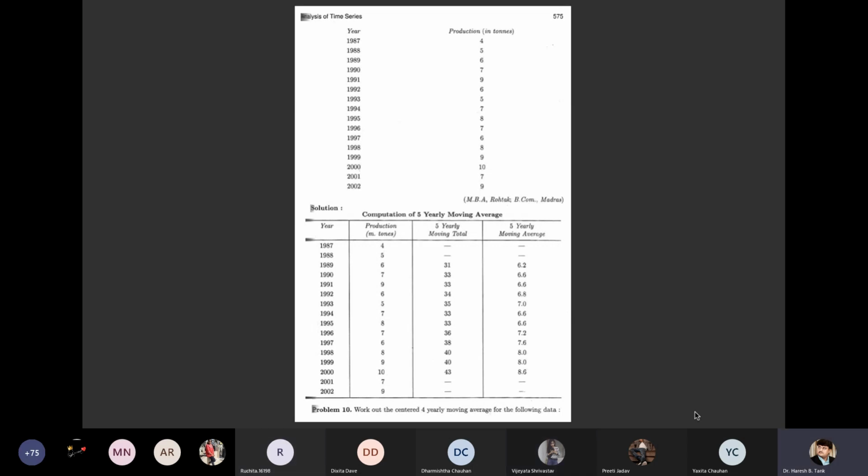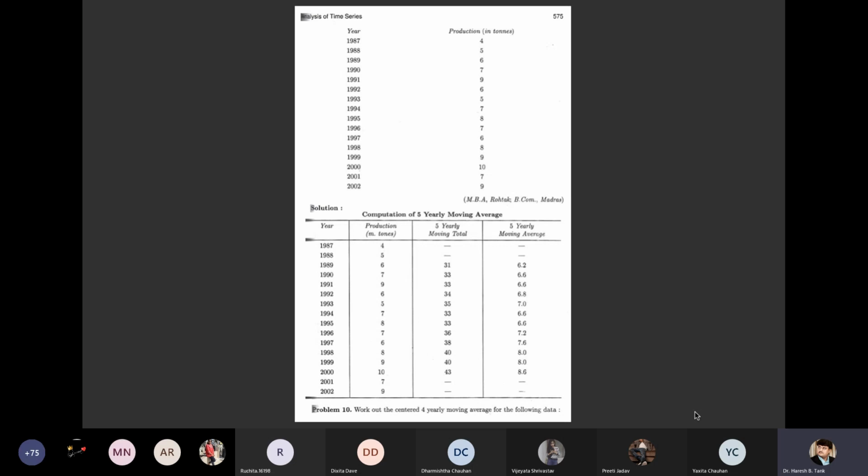Now you will not have any more, because you don't have the option of making a bunch of 5. Right? Okay. Now observe it. First two entities: whenever you are dealing with 5 yearly moving average, the first two entities will be dash and the last two entities will again be dash.